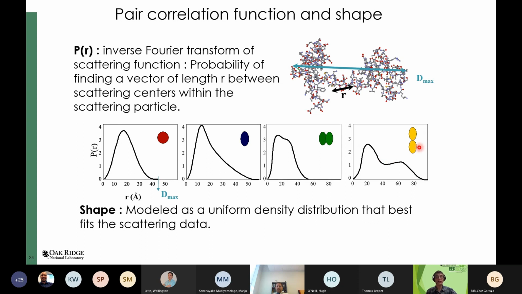So things like this will show up in the scattering. And the P of R analysis you can do directly by doing an inverse Fourier transform of your scattering curve, and then you can look at these pair distribution curves, and a lot of people find those more intuitive than the scattering curves themselves, because you can see from these peaks that something is happening in your particle. So if you have a bell-shaped curve like this, you'll have something very isometric. If you have something more extended, you'll have a tail and things like that. So that's somewhat intuitive.